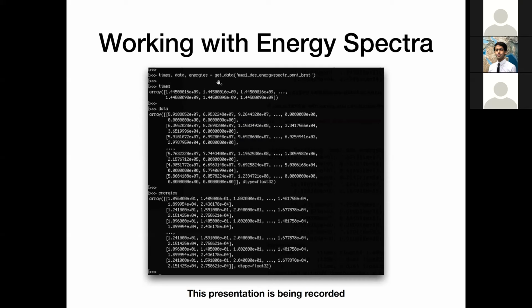And another thing to note is, say if you have distribution data that's a function of energy and angle, you would have to do times, data, energy, and then angle. So for every dimension, it just adds another dimension in the tuple returned by get_data.